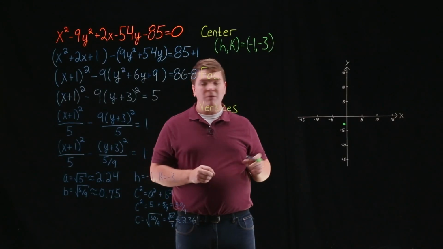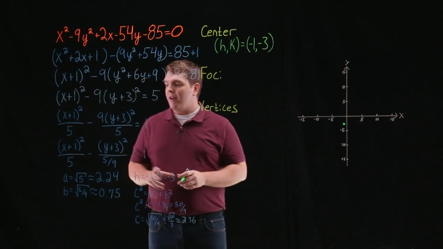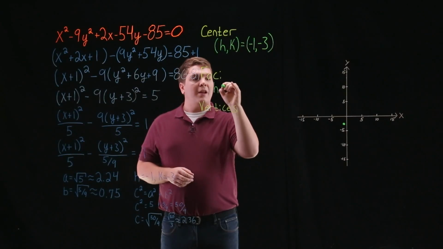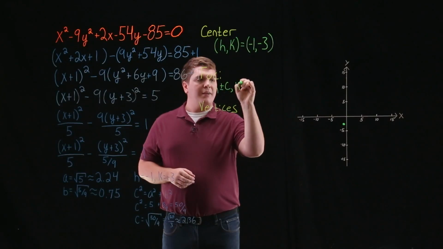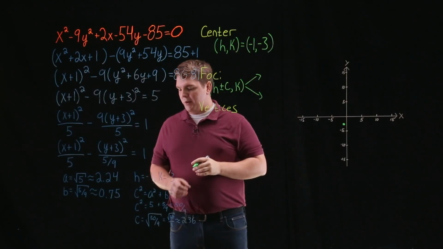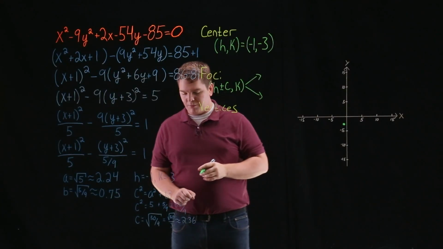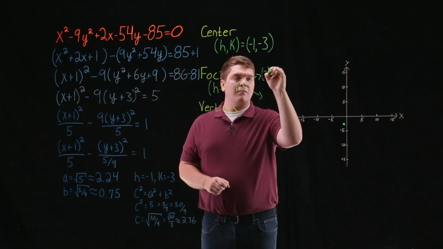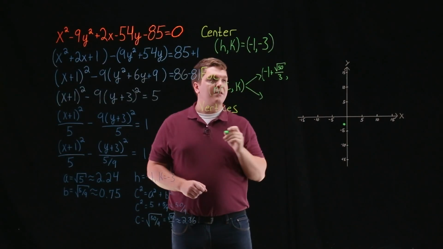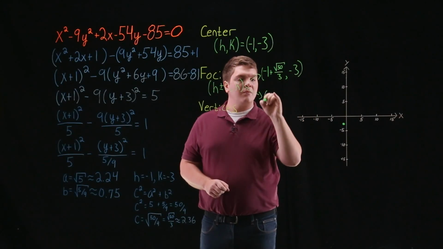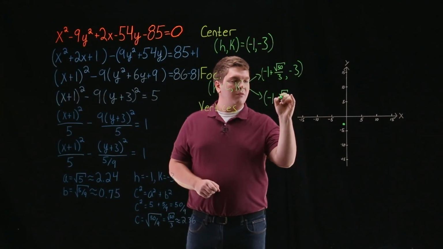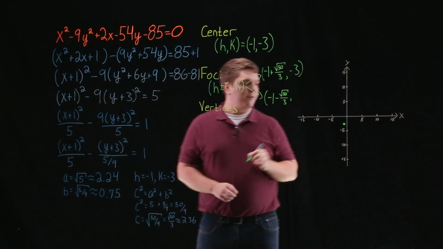For the foci, well, we know, judging by the standard form of this equation, that our hyperbola is going to open horizontally. So what we're going to be looking at is the points h plus or minus c, k. So what this is going to leave us with is 2 points. First, we're going to have -1 plus our c value, the square root of 50 divided by 3. And k is still -3. And our second focus is going to be -1 minus the square root of 50 divided by 3. And the y-coordinate is still -3.